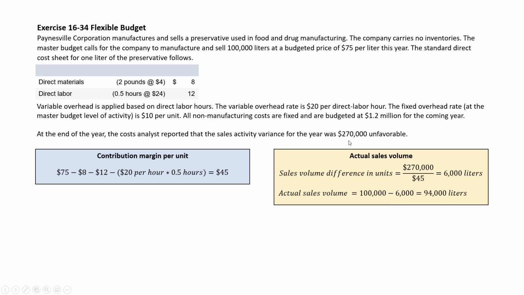If our total sales activity variance had been favorable, we would have needed to add that quantity onto the original plan because we sold more than we anticipated. Again, the actual sales activity volume that I'm going to use for the flexible budget is 94,000 liters. That's what I need to use for my flexible budget. Now I'm going to stop this video here and pick up the rest of the flexible budget in the next video that covers 16-35.